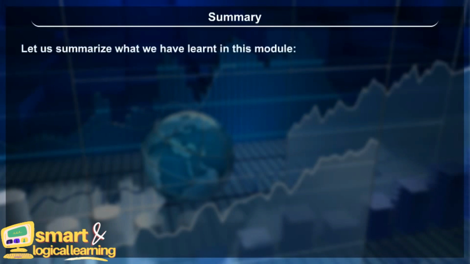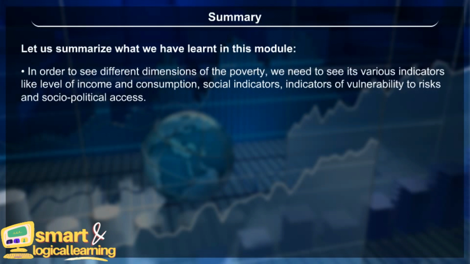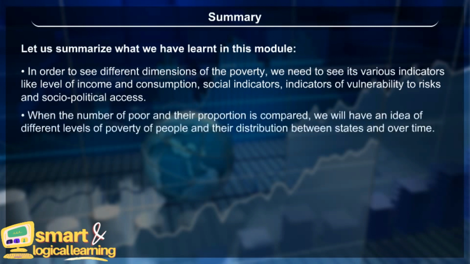Summary. Let us summarize what we have learned. In order to see different dimensions of poverty, we need to see its various indicators like level of income and consumption, social indicators, indicators of vulnerability to risks and socio-political access. When the number of poor and their proportion is compared, we will have an idea of different levels of poverty of people and their distribution between states and over time.